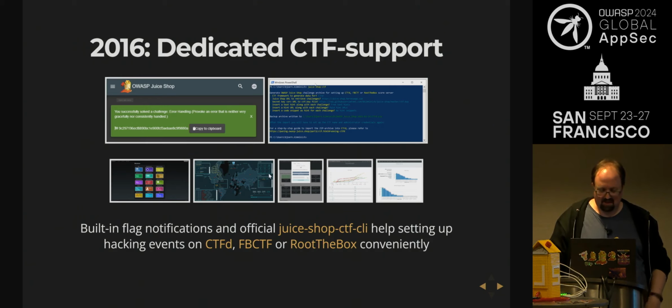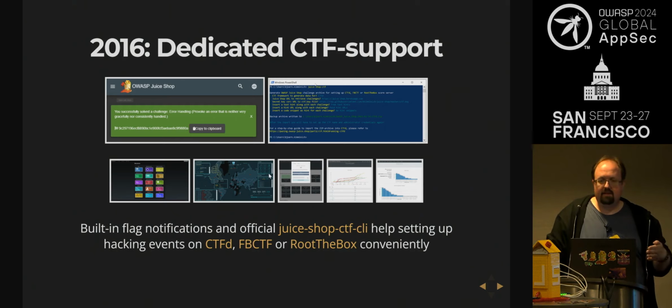In 2016, we introduced dedicated capture the flag support for Juice Shop because people were asking for that. This was originally also a third-party contribution where someone had created a little HTML page, where you just put in the URL of your running Juice Shop server, and when you click a button, the HTML page would get all the challenges from the API of the Juice Shop, wrap them into some format which you can then later import into, for example, CTFd as an open source CTF server. We rewrote that later on into a command line tool, which you can use for the same purpose.